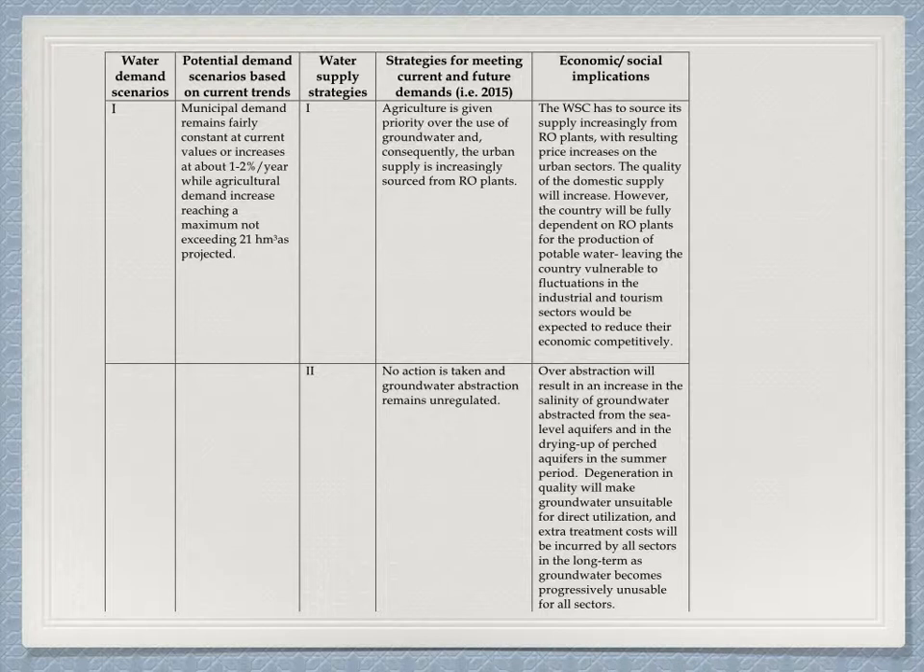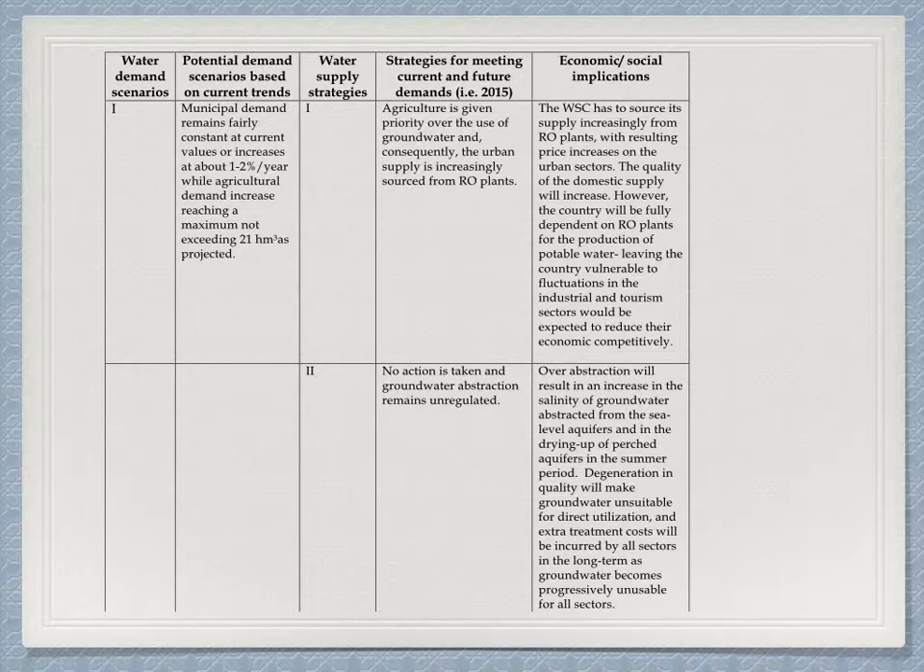The United Nations came up with several different scenarios. There are two different water demand scenarios. The first water demand scenario is that municipal demand remains fairly constant at current values or increases by 1% or 2% per year, while agricultural demand increases to reach a maximum not to exceed 21 million cubic meters. The FAO provides advantages, strategies, and effects and implications of different types of strategies.